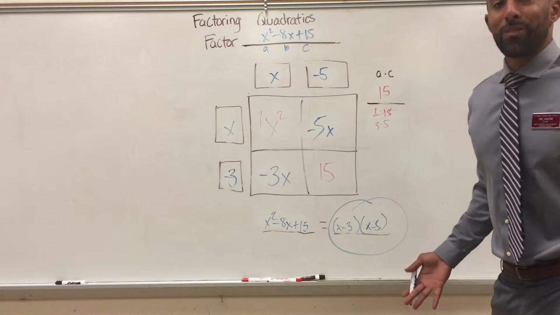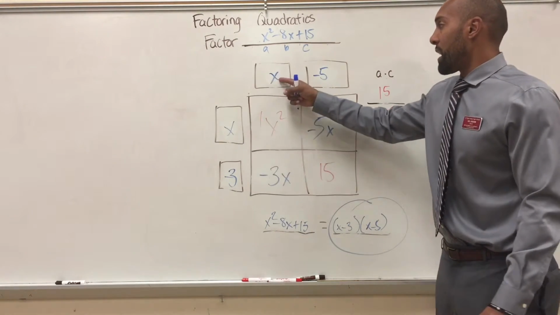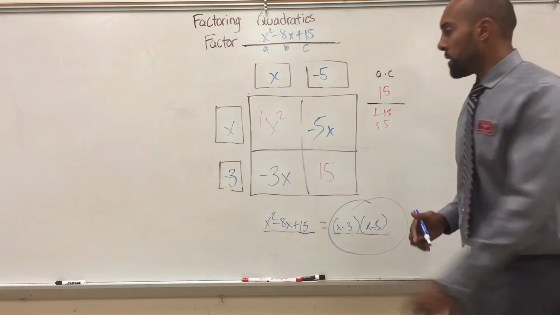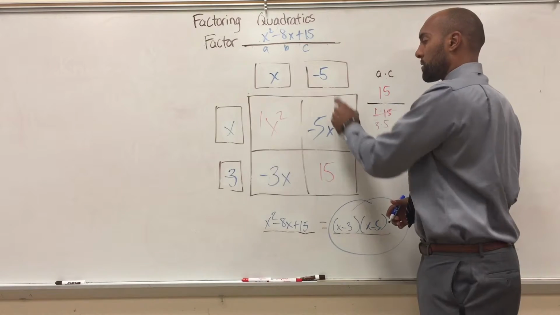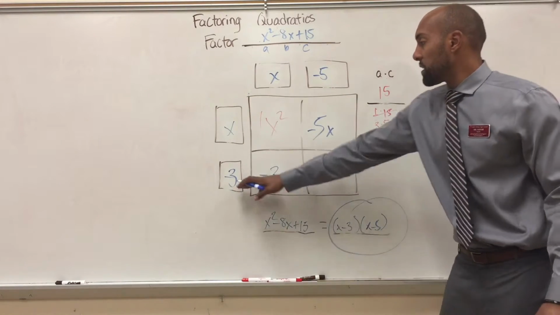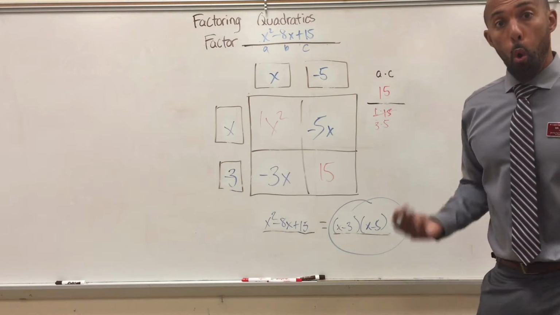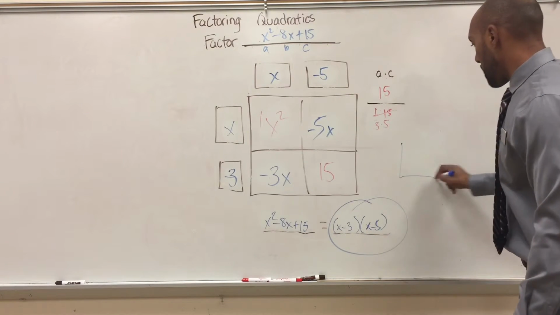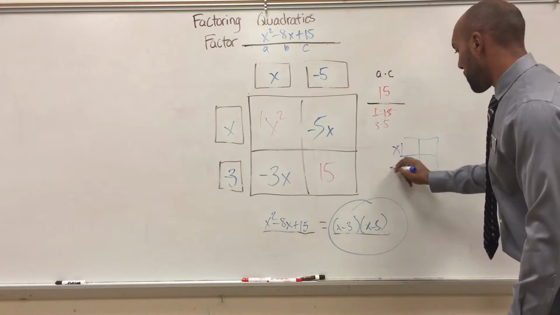How can you check your work? We just did. We did x squared, x times x, that gives us this. Negative 3 times this, that gives us this. Then x times this gives us this. Okay, and then this times that gives us this. Or take this, and do a quick box on the side. Boom, ready?